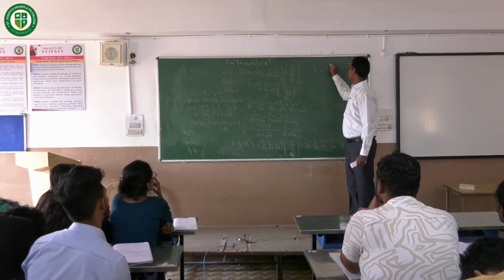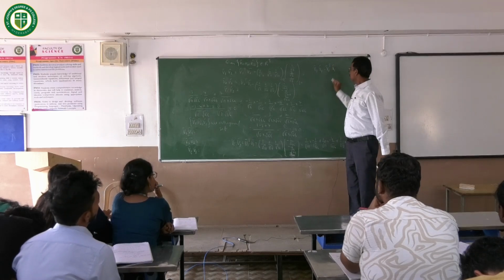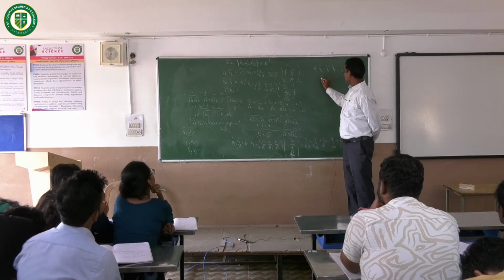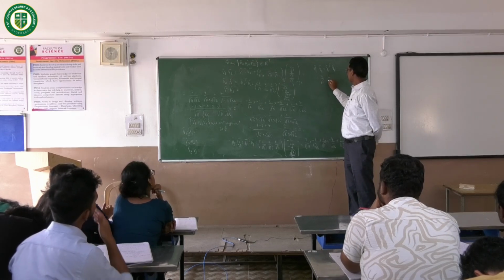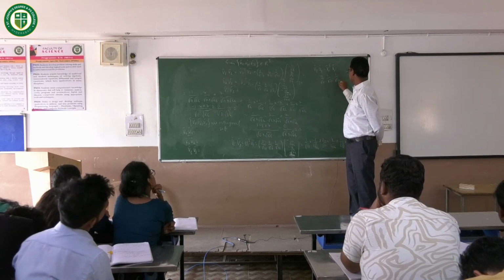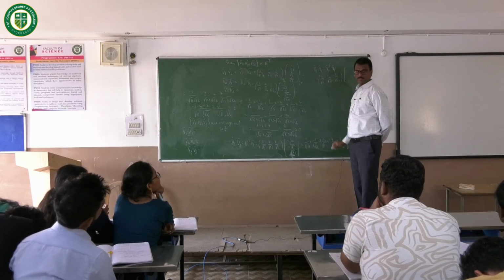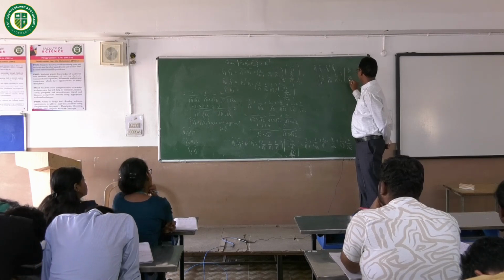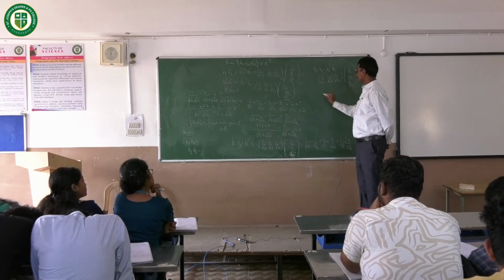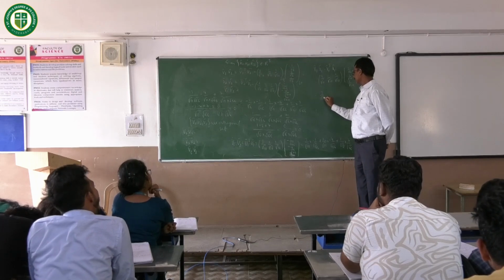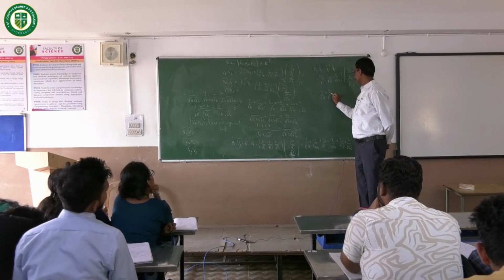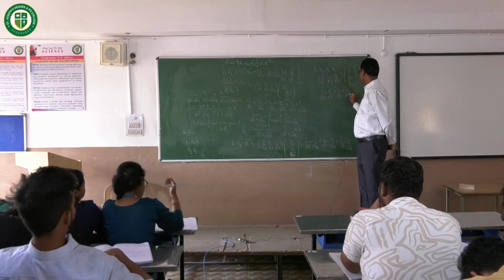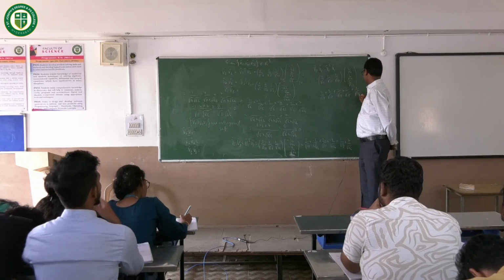is equal to V1 bar transpose into V1 bar. So V1 bar transpose I will write here. What is V1 bar here? 3 by root 11, 1 by root 11, 1 by root 11. Same product multiplied with the column: 3 by root 11, 1 by root 11, 1 by root 11. See, observe this. 3 by root 11 into 3 by root 11 plus 1 by root 11 into 1 by root 11 plus 1 by root 11 into 1 by root 11.